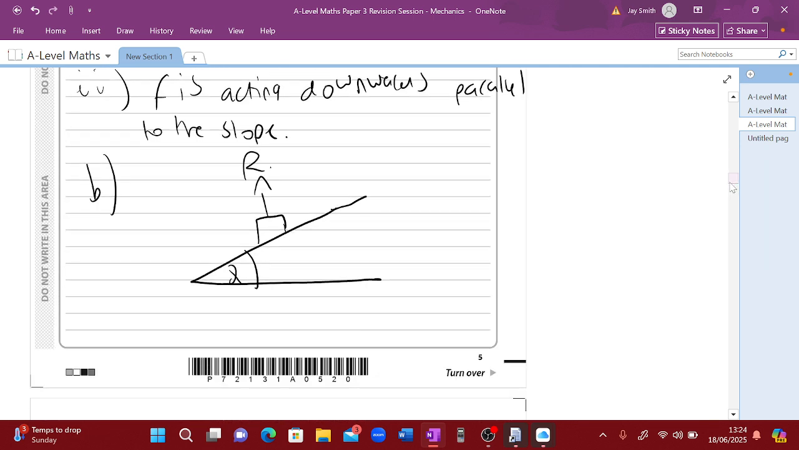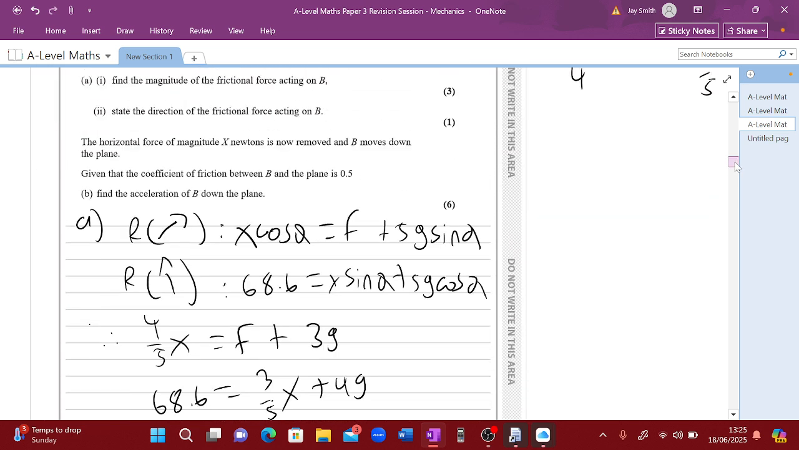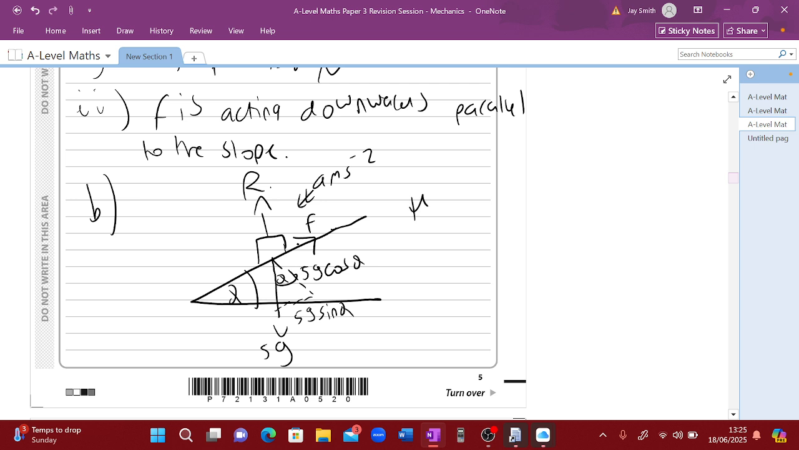So that's the reaction. Now friction. Now it's moving down the plane, so acceleration is going to be going that way. If it's going down, then again friction now has to be up here to oppose it. We also have a weight again of 5g. Again, that's at an angle alpha, so it's going to be 5g cos alpha and 5g sine alpha. That's all our forces. A much simpler model, but now we have acceleration. We're also given mu is a half, the coefficient of friction.